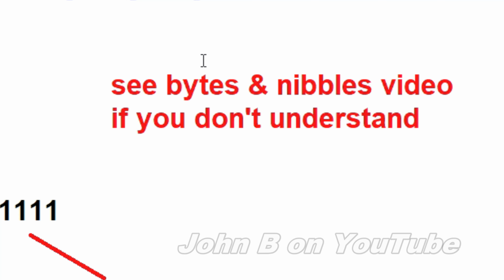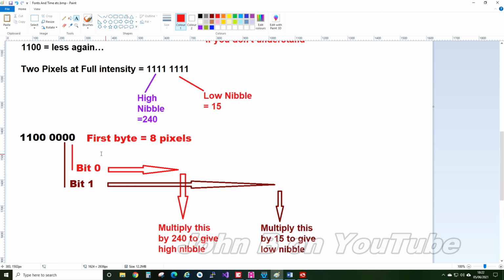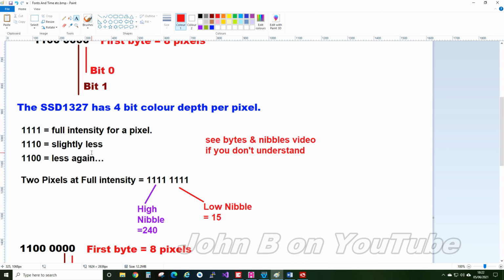If you're not familiar with bytes and nibbles, have a look at my bytes and nibbles video I did the other week. So for 2 pixels at full intensity, we need the high nibble, 1111, and the low nibble, 1111. So the low nibble equals 15, high nibble equals 240. You should be with me so far. It's all there graphically, so you can't get it wrong.